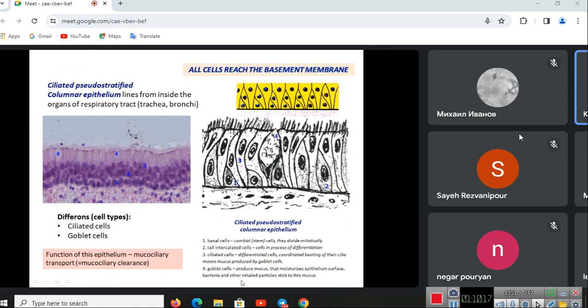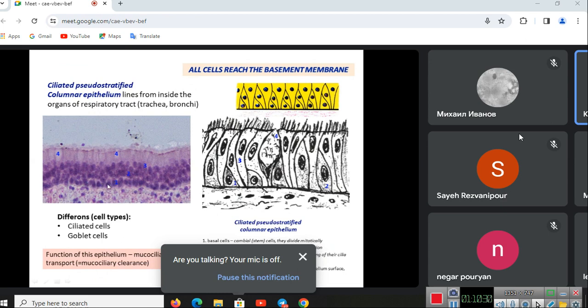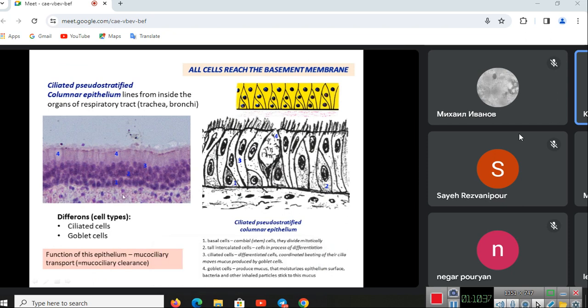Why so? Because here we have the cells at different stages of development. The lowest row of cell nuclei, the nuclei which are located the most closely to the basement membrane, should be here, at the border of epithelium and underlying loose connective tissue. So the lowest row of cell nuclei is the row of basal cells, or cambial or stem cells, which function is to divide and make new cells. So these are basal cells.